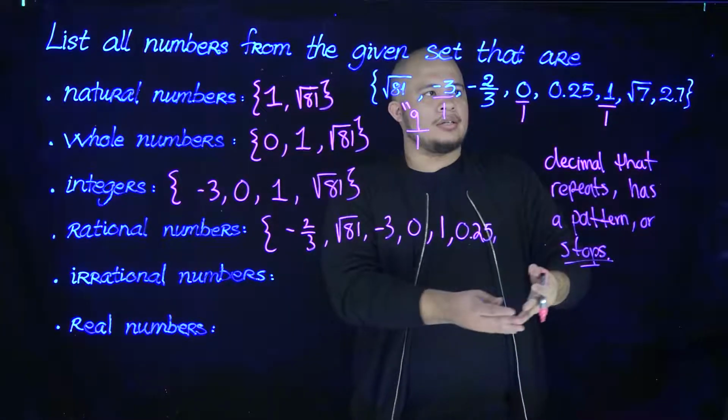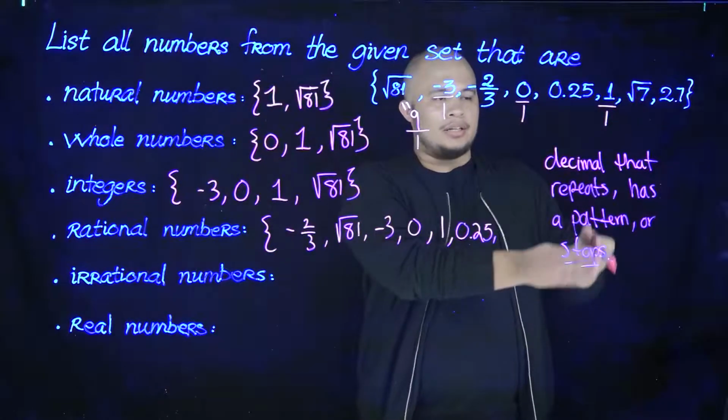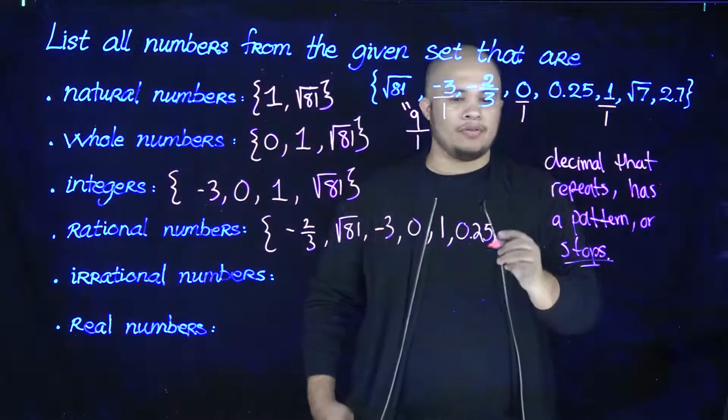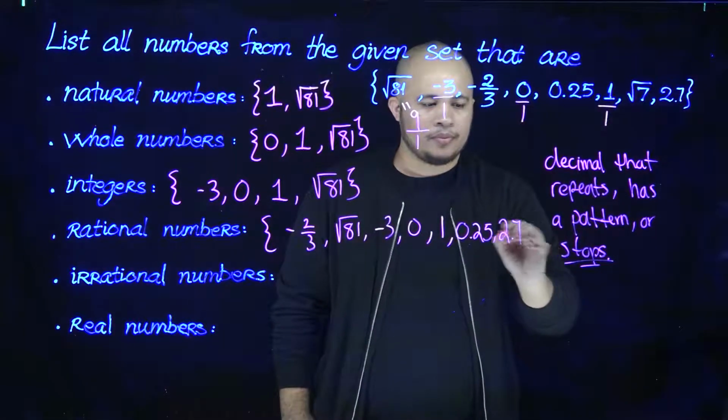2.7, and notice, it doesn't continue on and on. It's 2.7 and it stops. And if we have this behavior, again, it's rational.